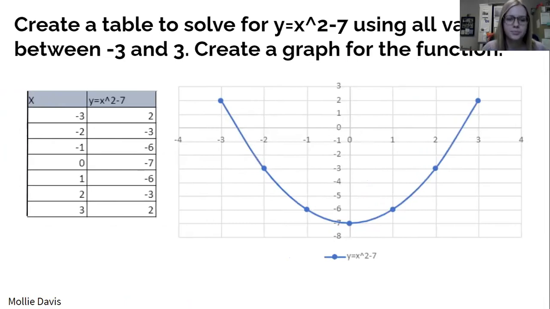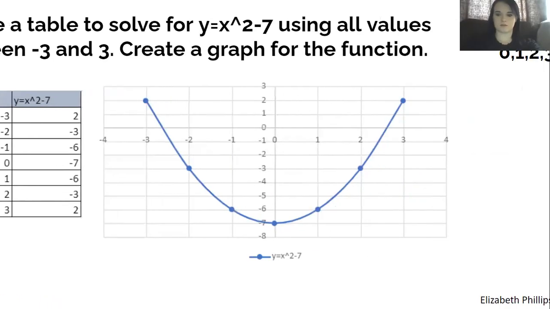And so after plugging in each of these values into this equation, these are the new output values that you are going to be using when plotting your points. And so this parabola right here is actually the graph for y equals x squared minus 7. Did a really good job. Thank you.